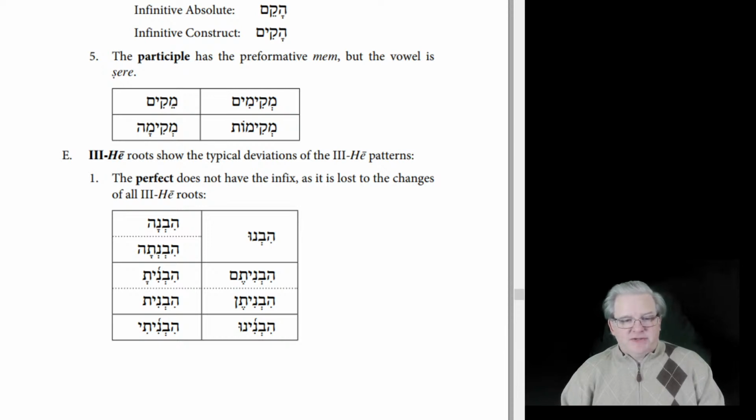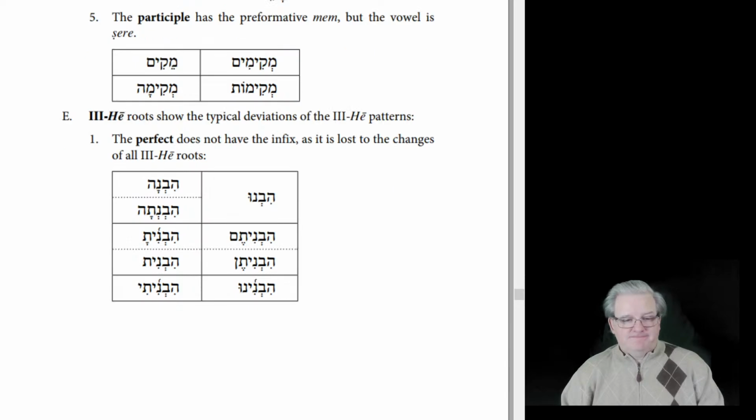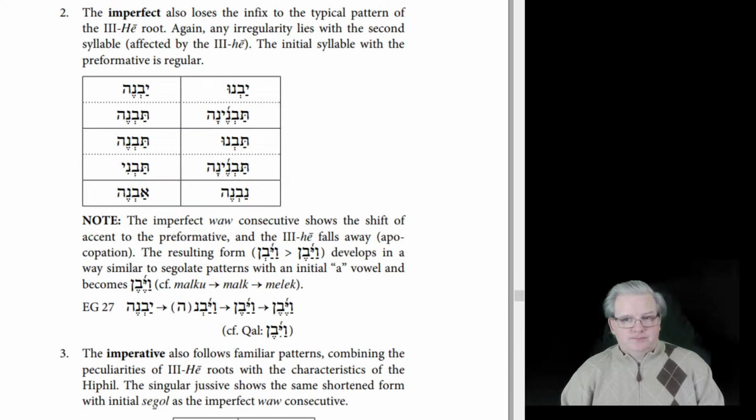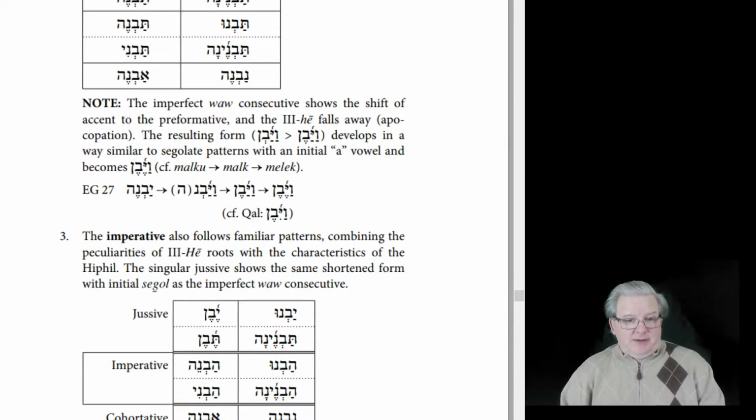Third hey, just look for the infixed or the prefix. The imperfect loses that infix. That's just because the third hey does that. Notice the imperfect while consecutive shows the shift of the accent to the preformative, and the third hey falls away upon occupation. The resulting form, Vayavan, develops in a similar way to the seglet patterns with an initial A vowel and becomes Vayevan. Yep, it does.